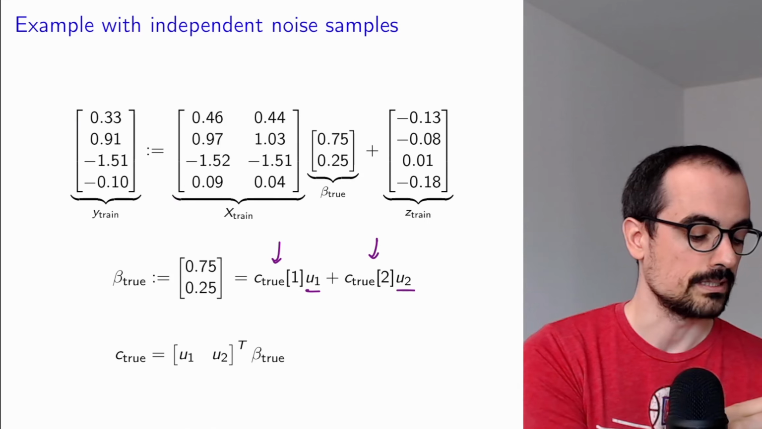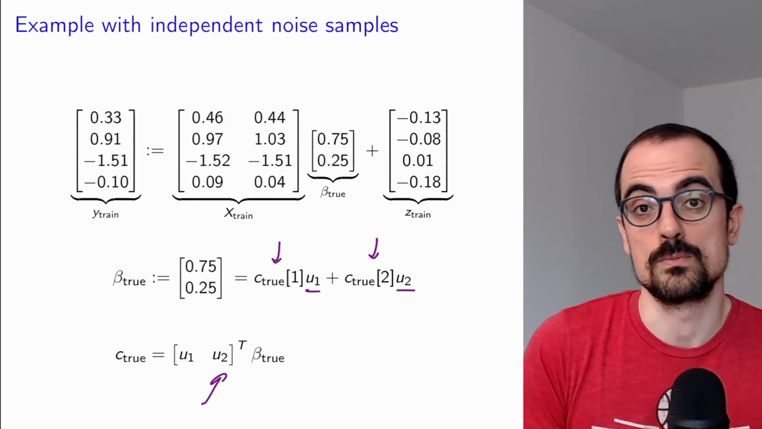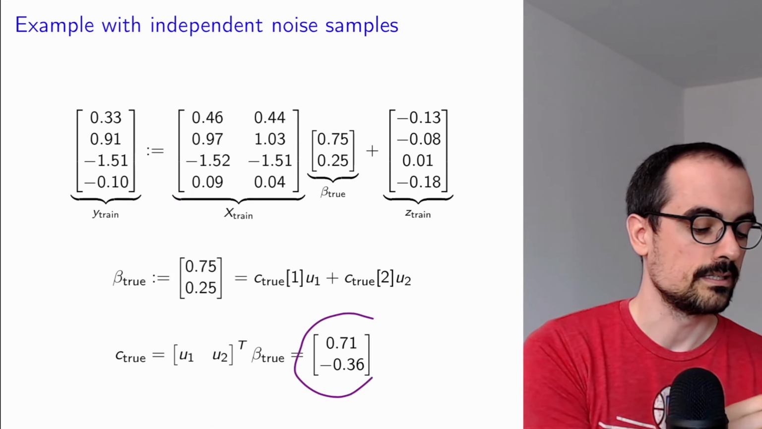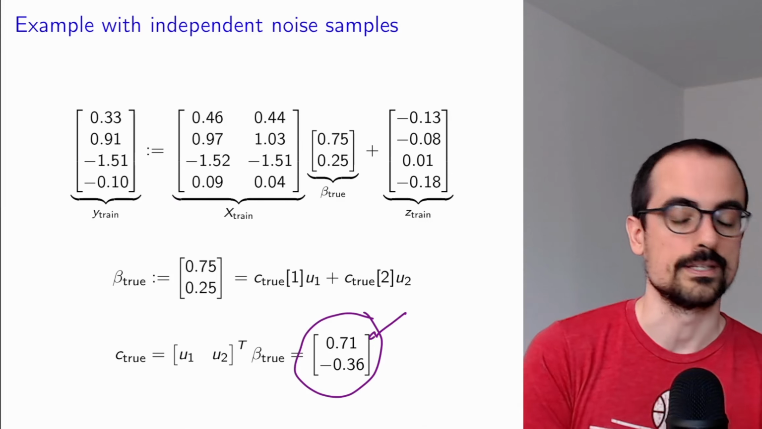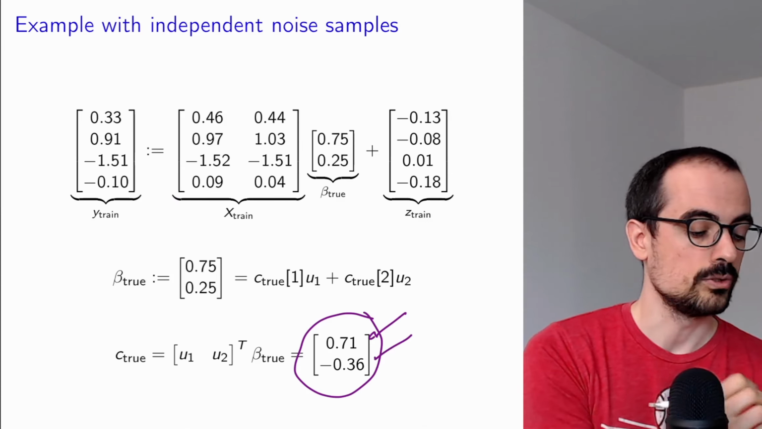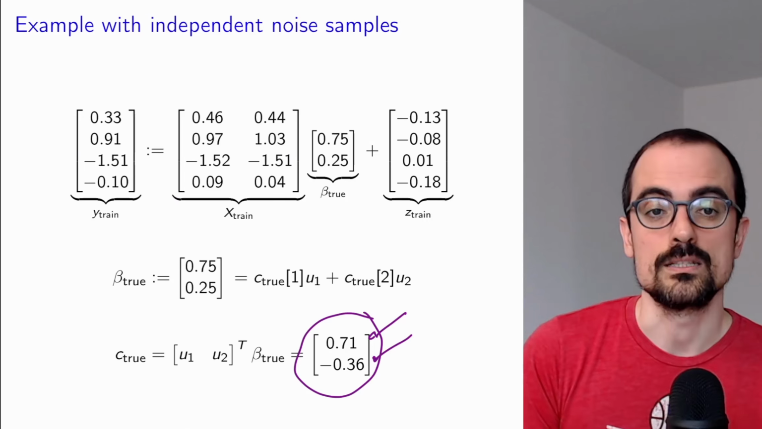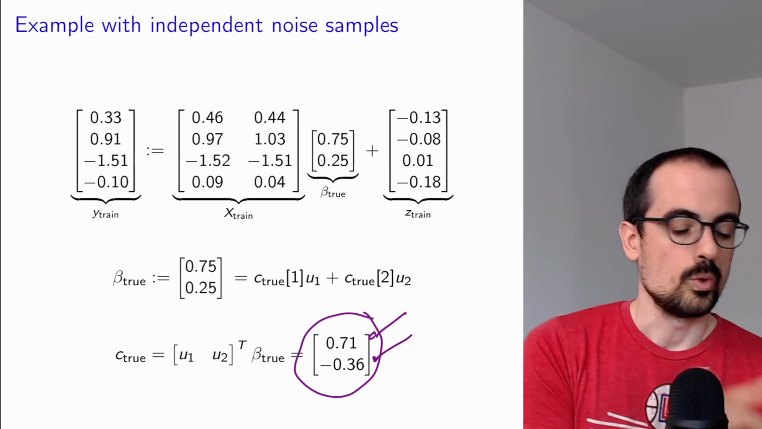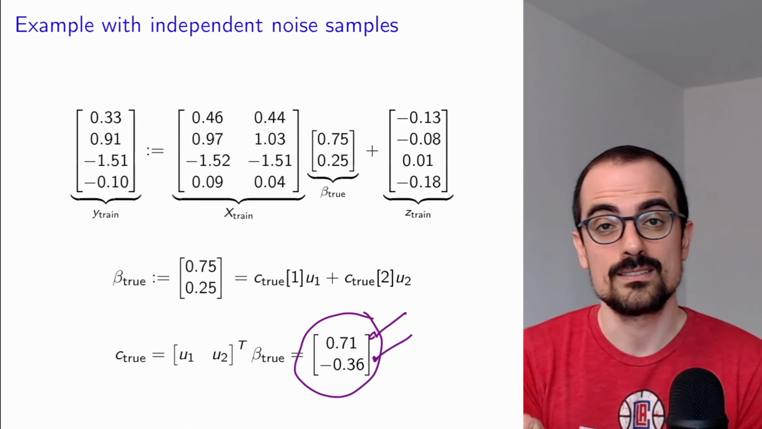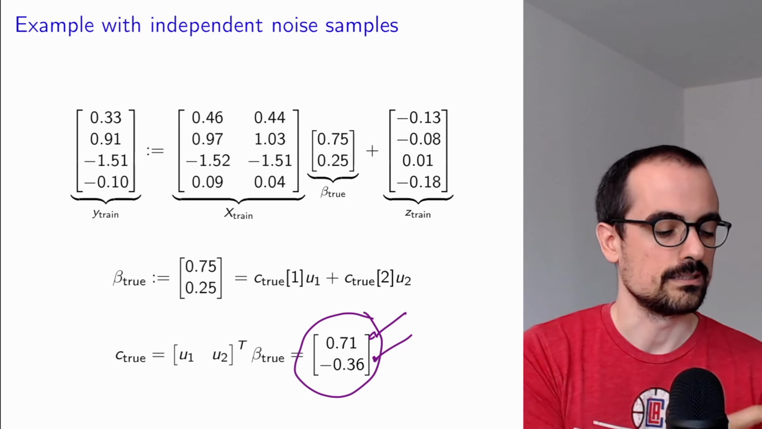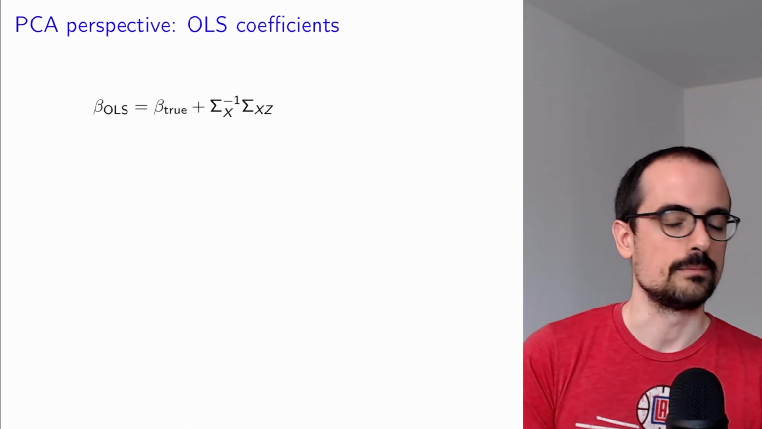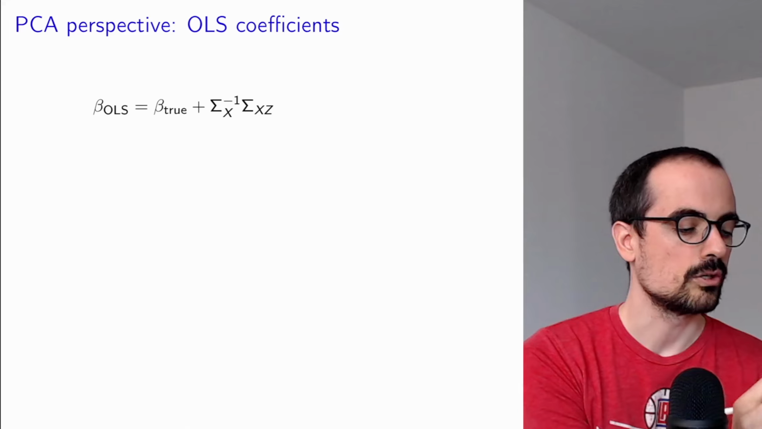How do we do that? We just take inner products of the true vectors with these orthonormal vectors. This is the amplitude of the true coefficients in the first principal direction. This is the amplitude of the true coefficients in the second principal direction. We will see that this allows us to understand why OLS fails and why ridge regression can prevent it from failing. So if we take this principal analysis perspective, the OLS coefficients are equal to this.